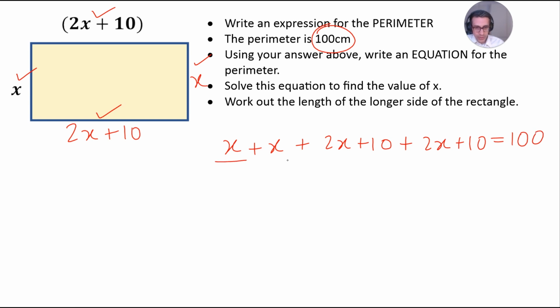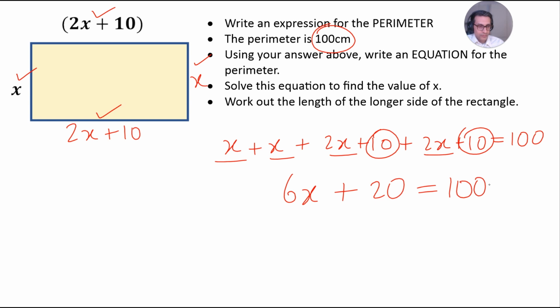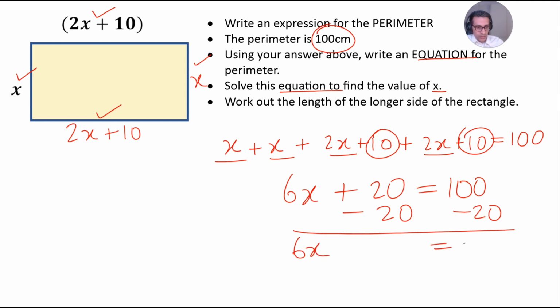Simplify this all. So x, x, 2x, 2x. So that's going to be 6x. And then we've got 10 plus 10, that's going to be 6x plus 20 equals 100. And then it says, use your answer to write an equation and then solve the equation to find out x and then work out the length of the longer side. So we're going to solve the equation now by taking away 20 from both sides. So 6x equals 80.